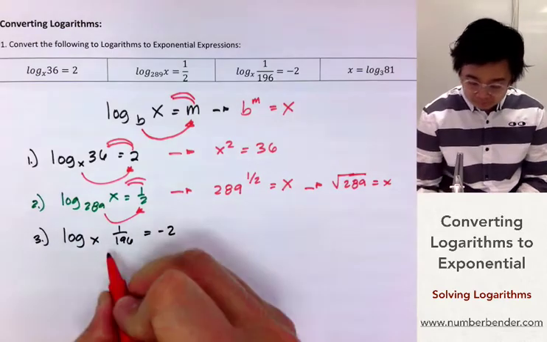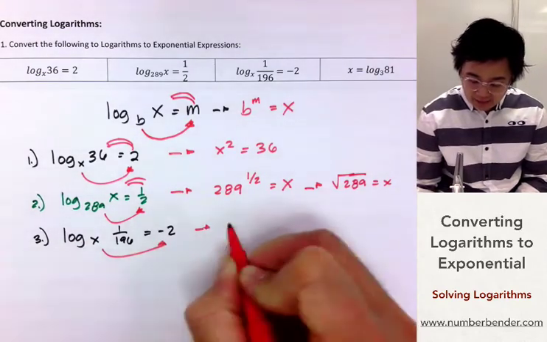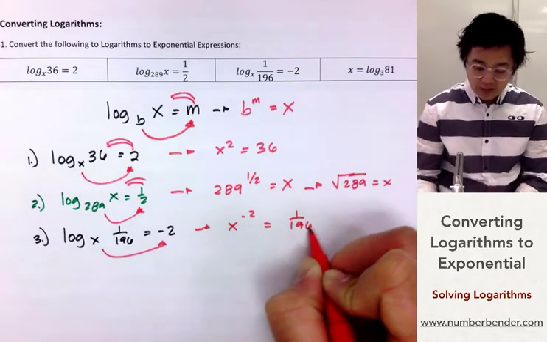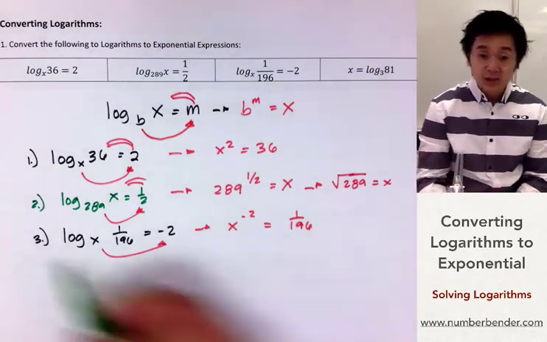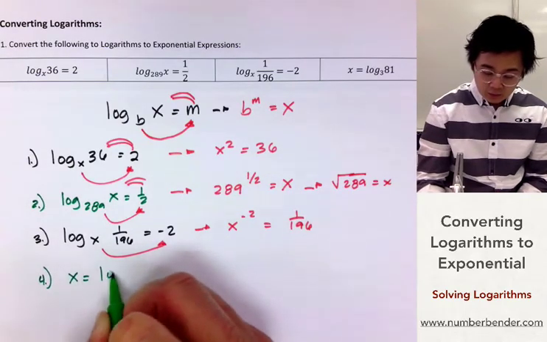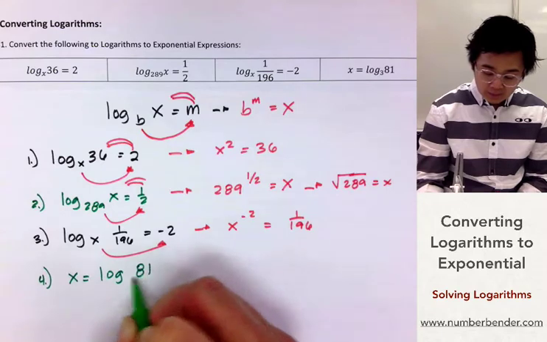For number 3, I have logarithm of 1 over 196 base x equals -2. Converting it, I'll have x raised to -2 equal to 1 over 196.